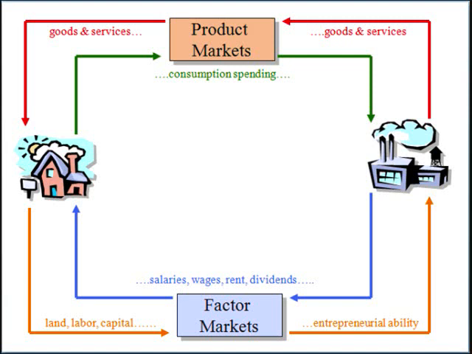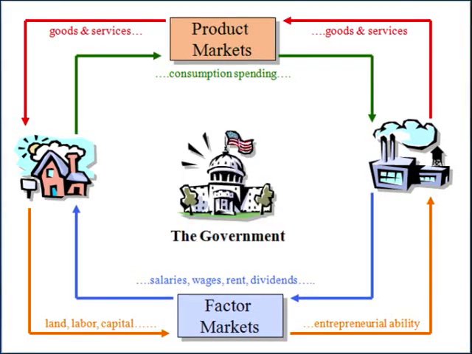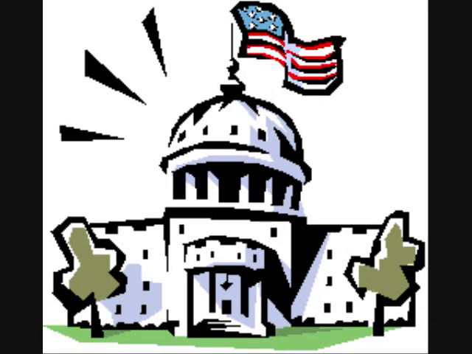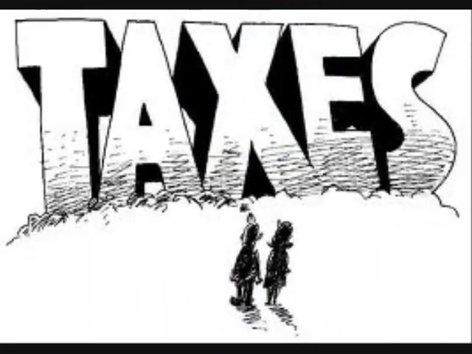In a mixed economy, it's not always this simple. Something's missing. The government. The governments require resources to provide services. To purchase these resources, the governments collect taxes.